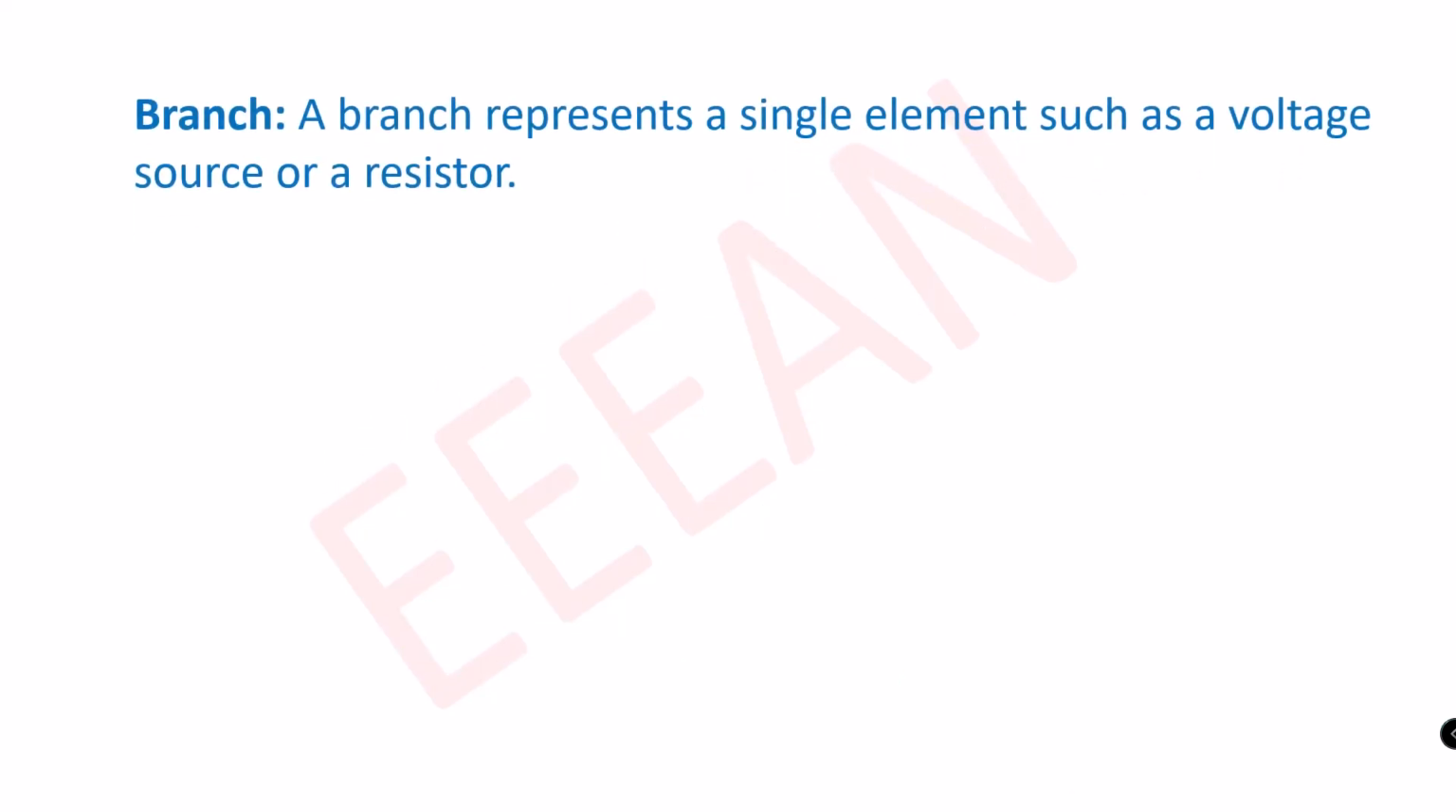So let's go. Branch. A branch represents a single element such as a voltage source or a resistor. At first, we have to know the term element. Every voltage source, current source or resistance is an element. In an AC circuit, the terms capacitor and inductor are also elements.